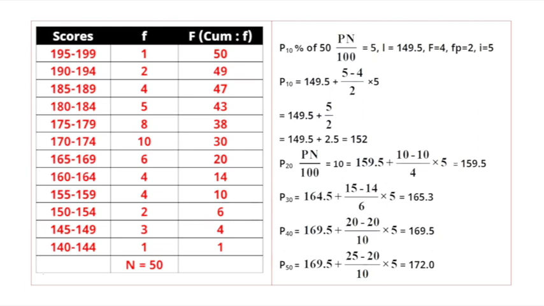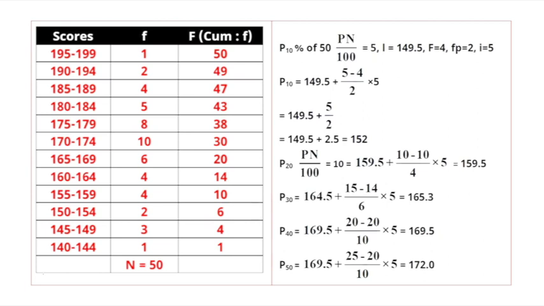Now, little f was the actual frequency of the class interval in which Pn upon 100 was coming. Pn upon 100 is coming in 150 to 154. Its actual frequency is what? 2. So, I have written 2. Now, here some students get confused. They write the value of f as 6. 6 is the cumulative frequency. Listen again, 6 is the cumulative frequency of the class interval 150 to 154.